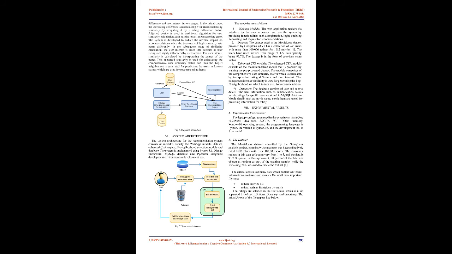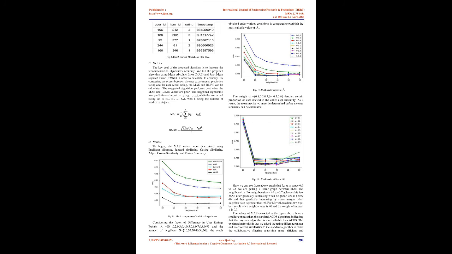rate items differently. In the subsequent stage of similarity calculation, the user interest is taken into account as user ratings are highly influenced by user interest. The user interest similarity is calculated by incorporating the genres of the items. This enhanced similarity is used for calculating the comprehensive user similarity matrix, and then the top n neighbor set is generated for predicting the user's unknown ratings, which are used for recommending items.